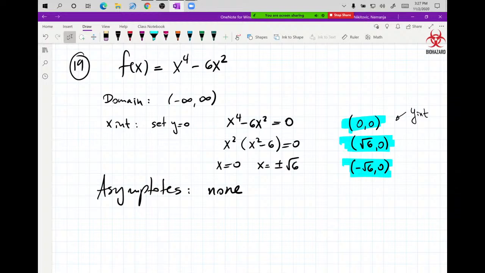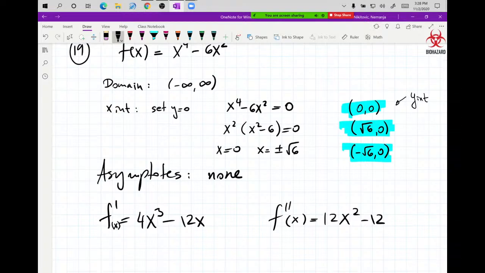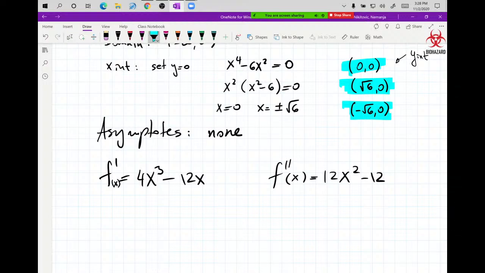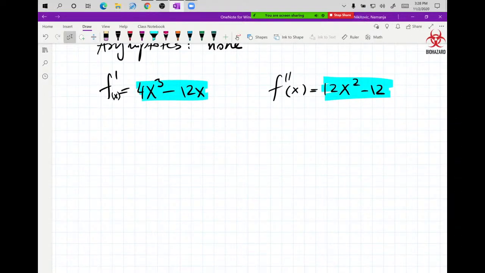All right, now the next step is to find our derivatives. We have our f prime, which is 4x cubed minus 12x, and our f double prime, which is 12x squared minus 12. So these are our derivatives. We are not graphing these derivatives, but I have to highlight them so I can find them quickly, because next is what we learned last class, the first and second derivative tests. So this is going to be a good review.